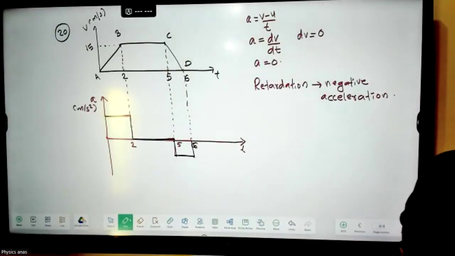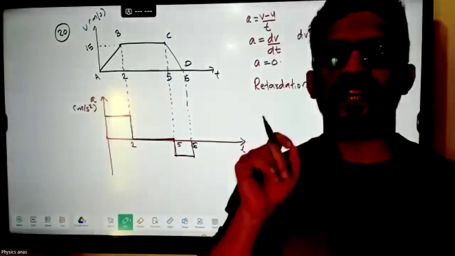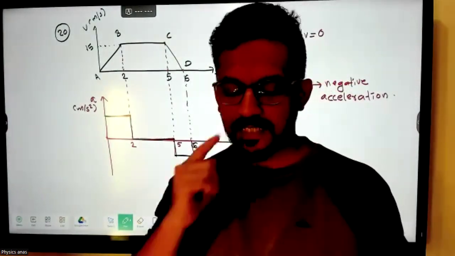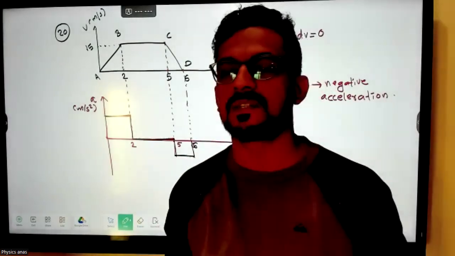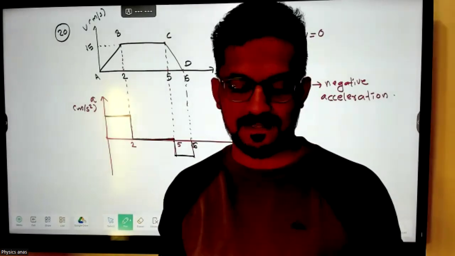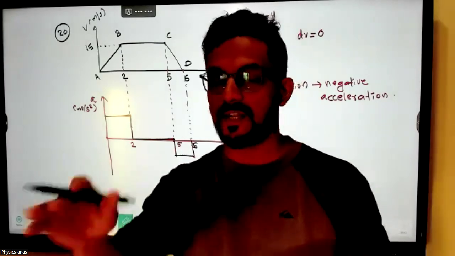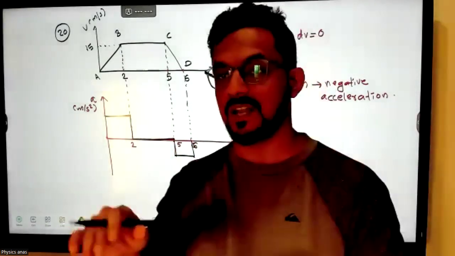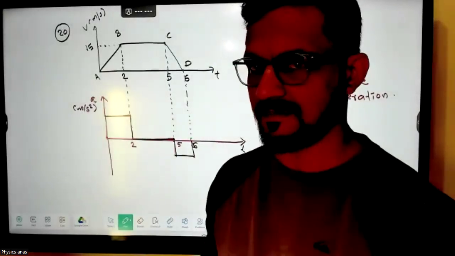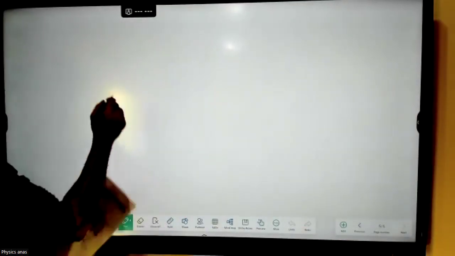Question number 21. In the given VT graph, what is a VT graph? Velocity time graph. In the given VT graph, find the distance traveled by the body in 5 seconds. Also find the displacement of the body in 5 seconds. You have to find the displacement and distance from the graph. Can we do that? Okay. Let's try question number 21.